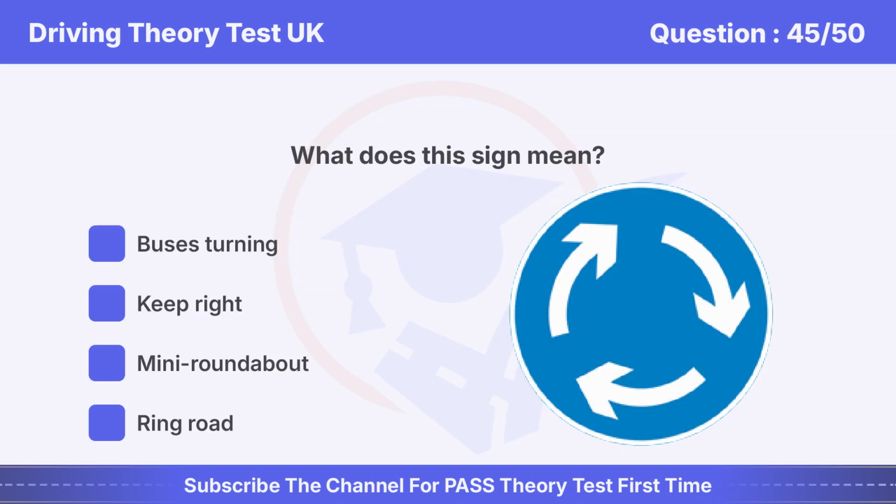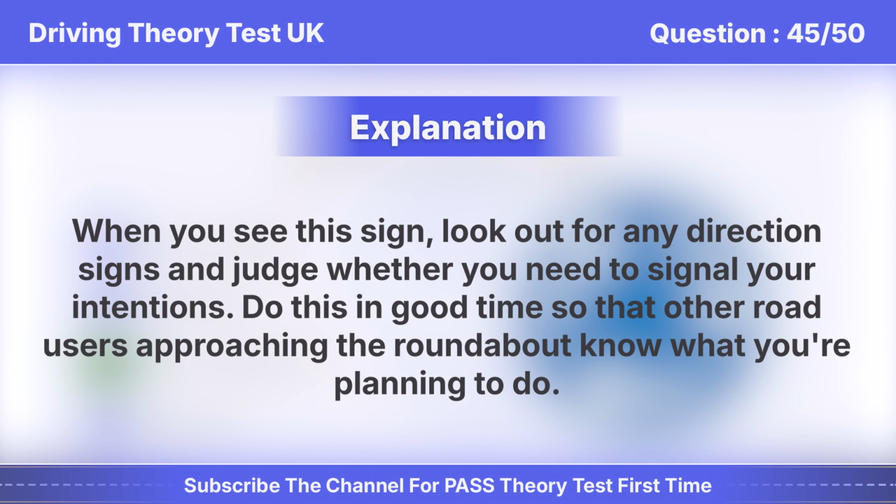Question 45. What does this sign mean? Answer is C, mini roundabout. When you see this sign, look out for any direction signs and judge whether you need to signal your intentions. Do this in good time so that other road users approaching the roundabout know what you're planning to do.